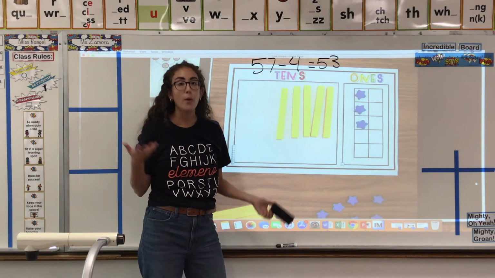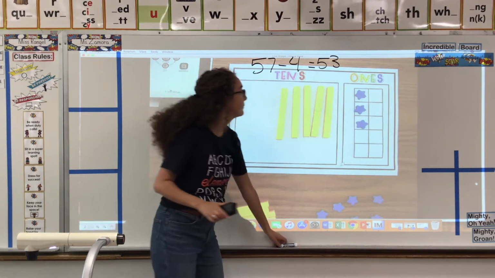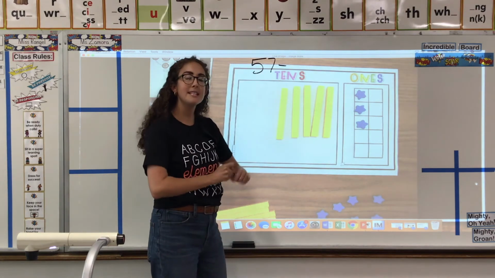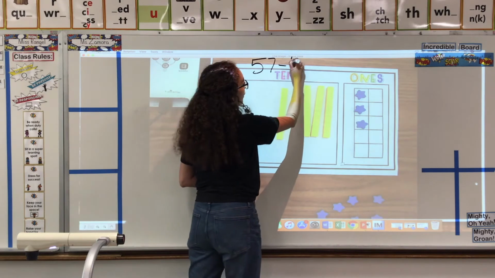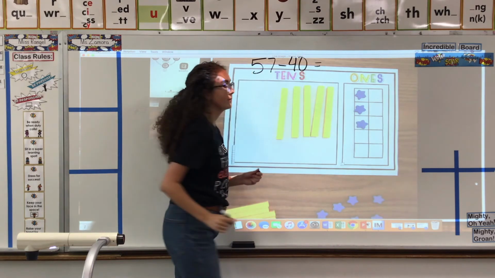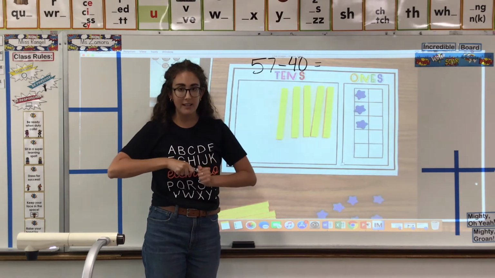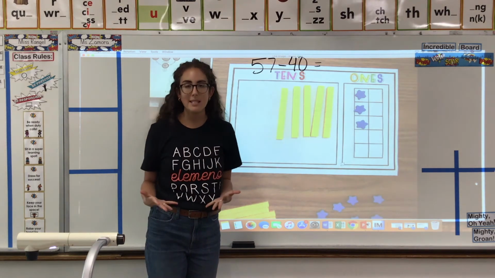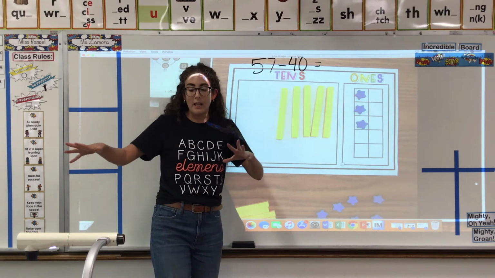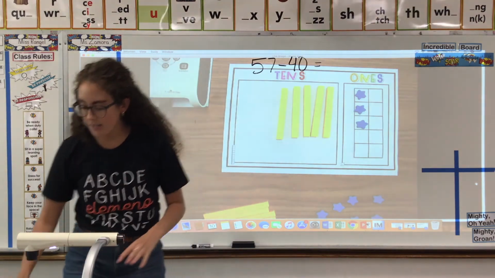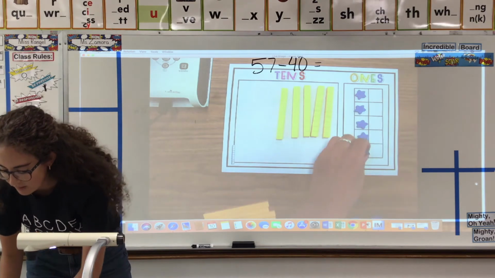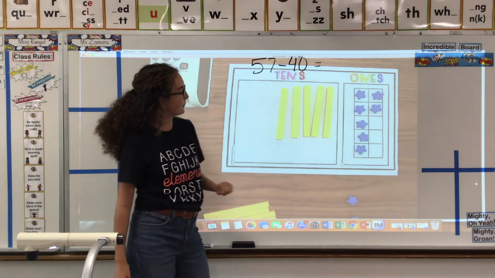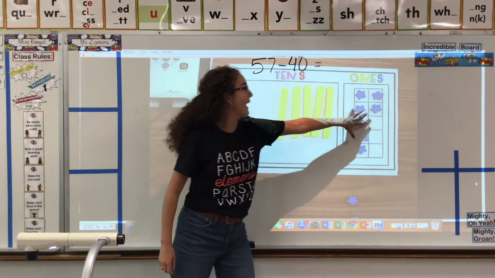But what if we change this subtraction problem? And we say 57 minus 40. That's a totally different subtraction sentence. So let's see what we get. Okay, let's show 57 back on our 10 frame. Let's put 57 back together. Awesome. So I just rebuilt it. I've got our 5 tenths and our 7 ones.